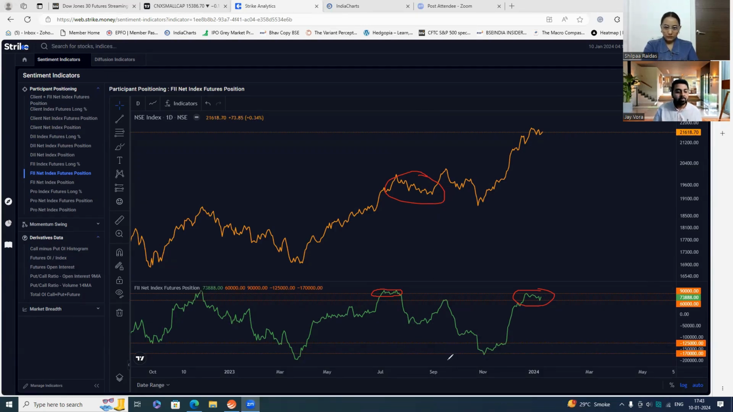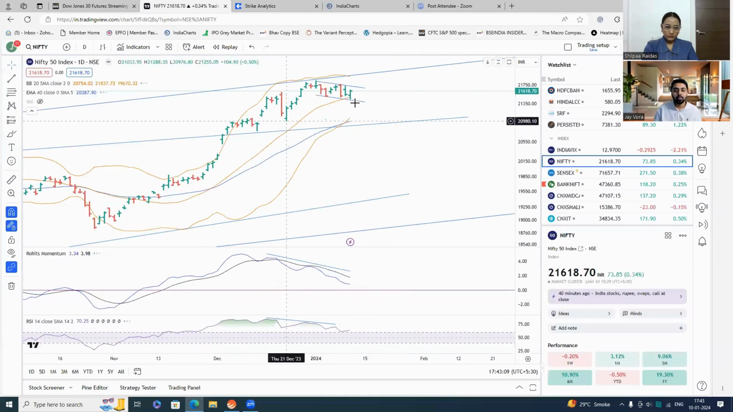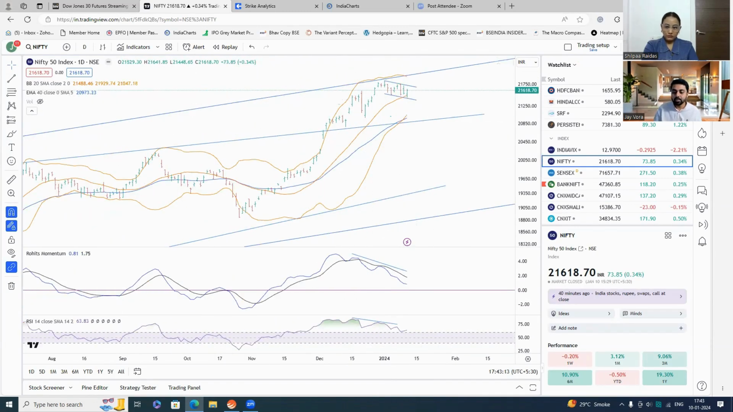And the point at which I'll be more careful is when the 20-day breaks on the downside. Which is this point, that is 21,488. Because if the 20-day breaks, then that's where I would think that this entire move is possibly getting over, and we are likely to see the retracement in the days to come.